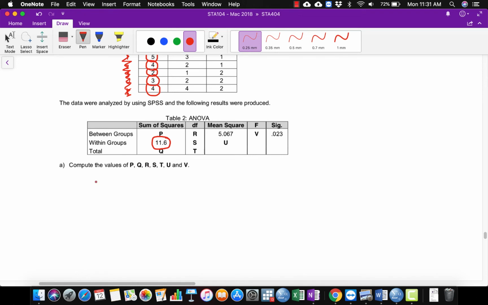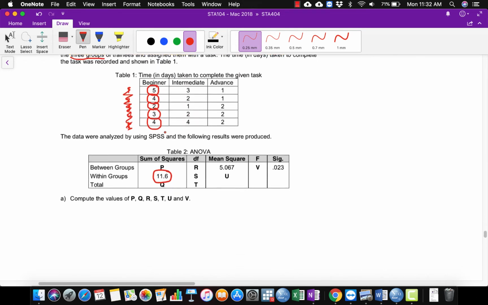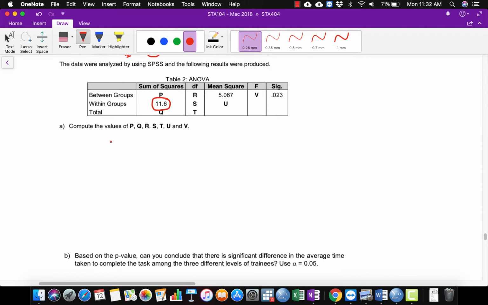To answer this, you cannot get the value of P if you cannot solve this one first. We need to solve this one first. You cannot get the value of P simultaneously unless you calculate from scratch. So better we try to solve the easiest part first. So try to calculate T. T is the degrees of freedom for total.